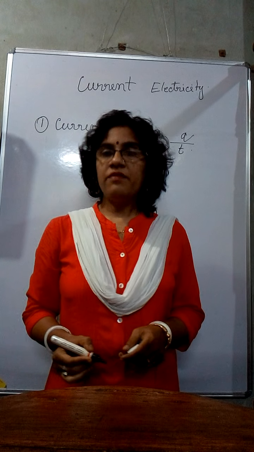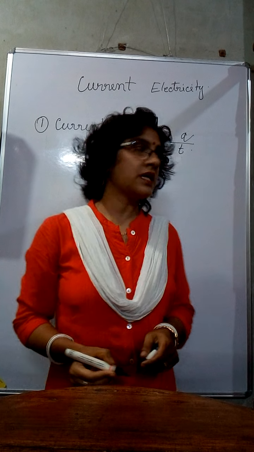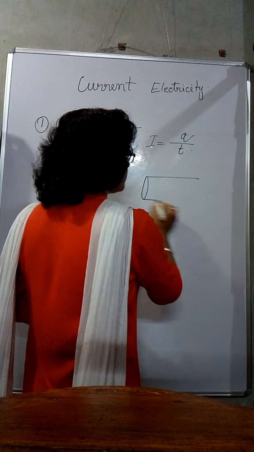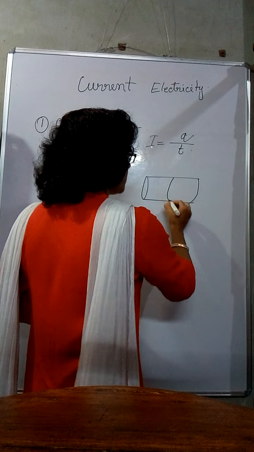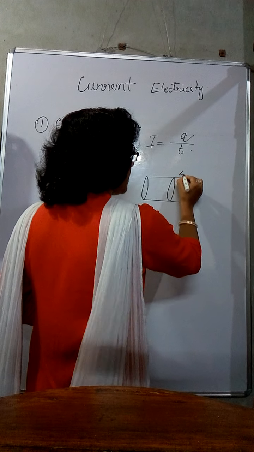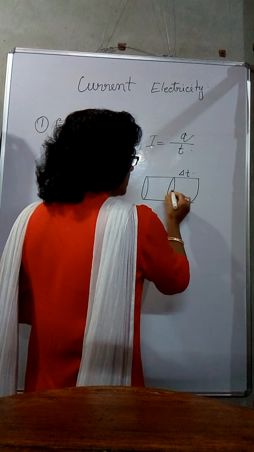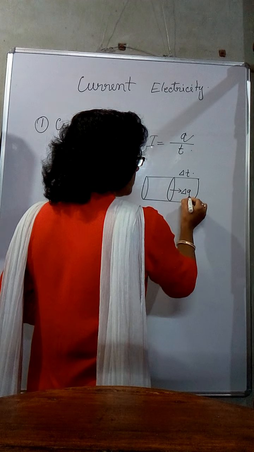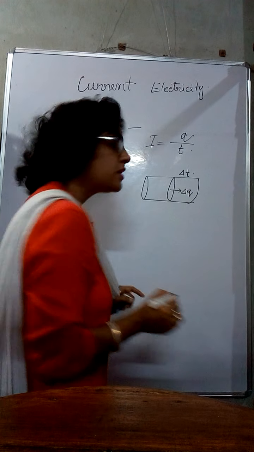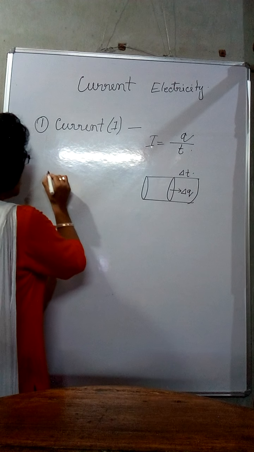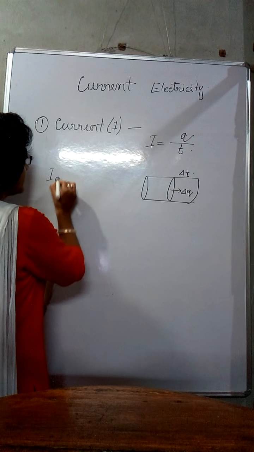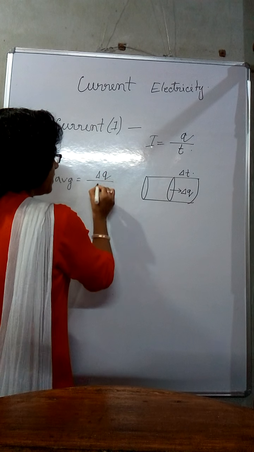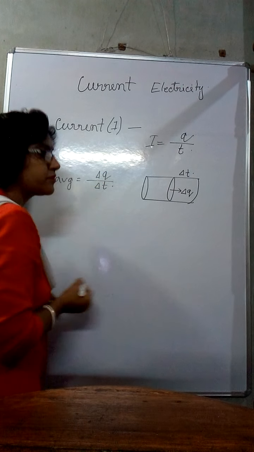What will be the average current? If in a conductor, through any cross section within the time del t, del q amount of charge is flowing, then the average current is equal to del q by del t.